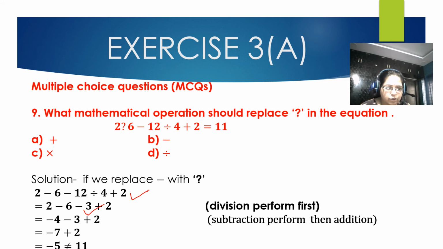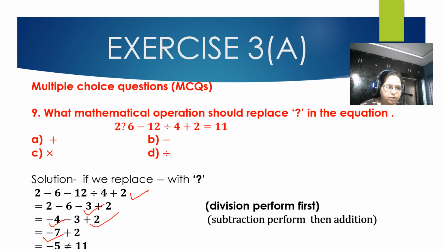So first 2 minus 6 will be performed. 2 minus 6 is minus 4. Minus 4 minus 3 plus 2. Then subtraction and addition both have equal priority. So equal priority operations are performed from left to right. So first minus 4 minus 3 will be performed. Minus 4 minus 3 is minus 7.